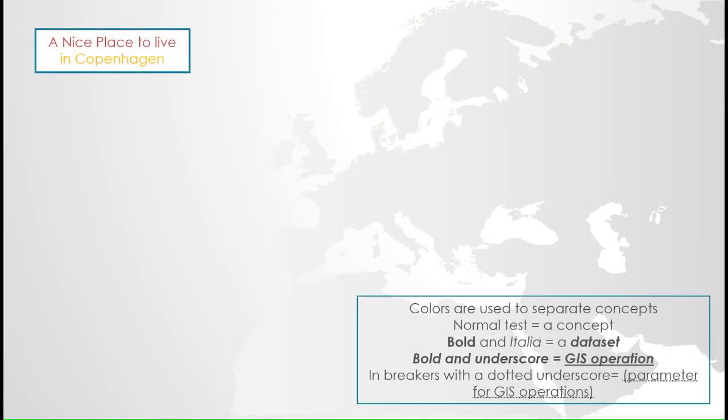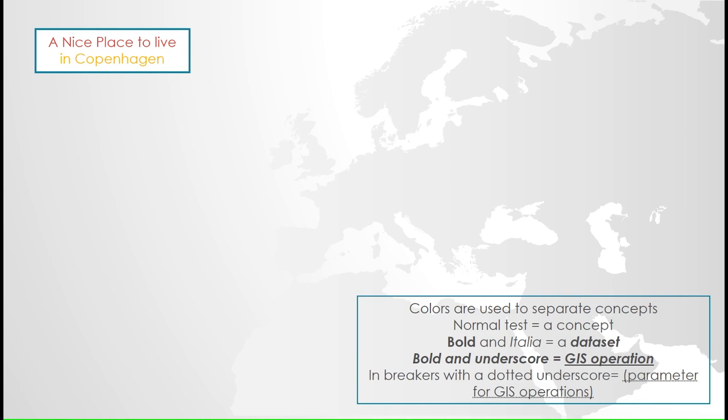I would like to find a nice place to live in Copenhagen. That's my problem. To help you, I have done it a bit flashy here, so I'll be using PowerPoint. In general, colors are just there to make things easier to read. If something is just in normal text, it's a concept, so nothing that is yet understandable by the GIS. Something that is in bold and italic is a data set in the GIS world. Something that is bold with an underscore is a GIS operation. And something that is in brackets with a dotted underscore, that's the parameters. So, for instance, the distance to use in the buffer, something like that. So those are our basics.